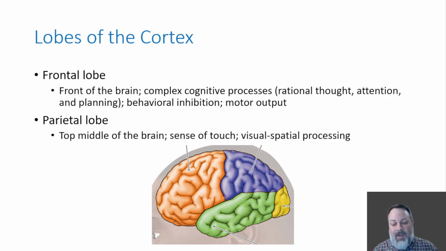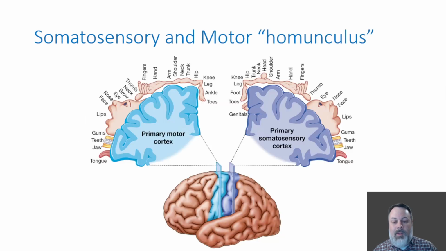So just like we have areas that create specific movements, we also have specific areas of the brain that match up with parts of the body to determine touch. We also see visuospatial processing occur in the parietal lobe as well. So when we're talking about what we call the somatosensory cortex, this is the area that processes touch, and the motor cortex, we often talk about the homunculus.